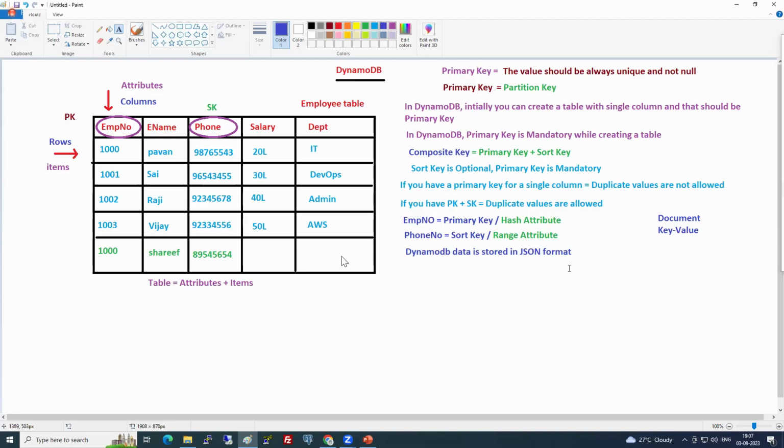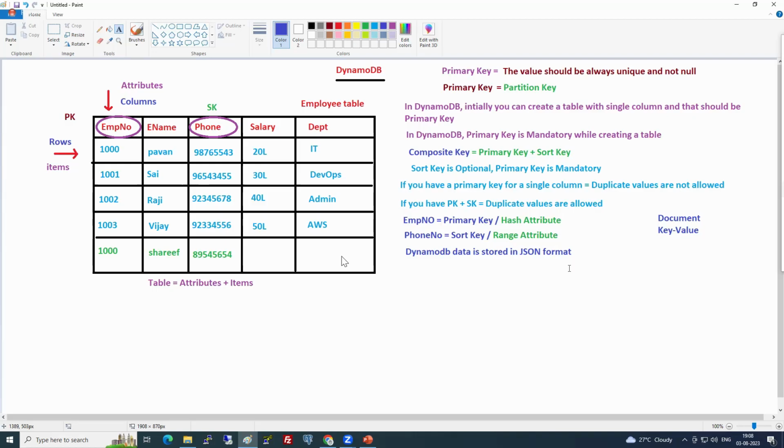So now the combination of your primary key and then sort key should be unique if you are entering duplicate values. So if you're putting 1,000, it will allow. But can the sort key be the same as the first phone number? No, it should be different. Then only the sort key will be accepted. Clear? Simple.